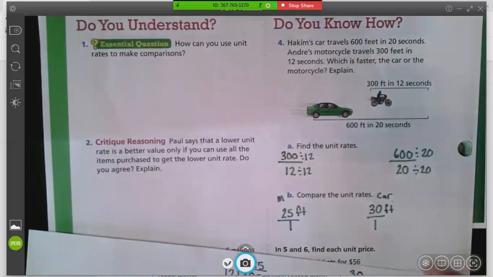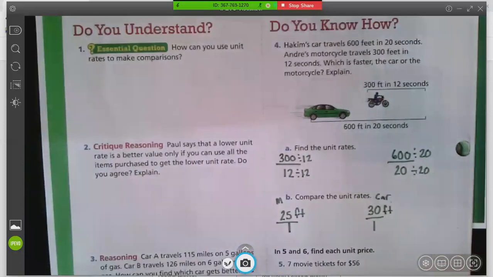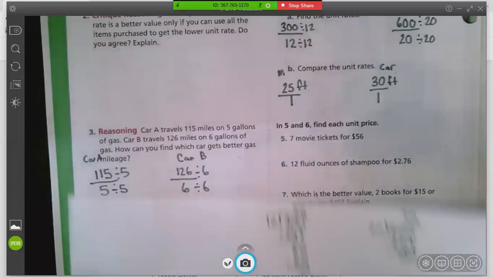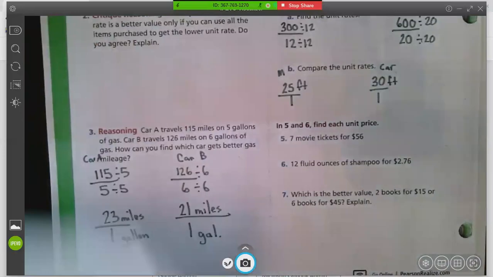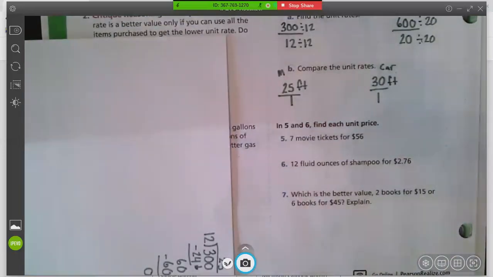All right? Now, here's what we're going to do. Let's look down here at the bottom. And again, this is on page 292. You guys should have done this yesterday. I'm just going over it to make sure that we're on the right track. All right, find the unit price. So what do I need to do here?